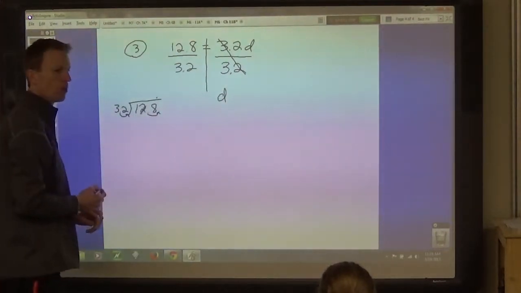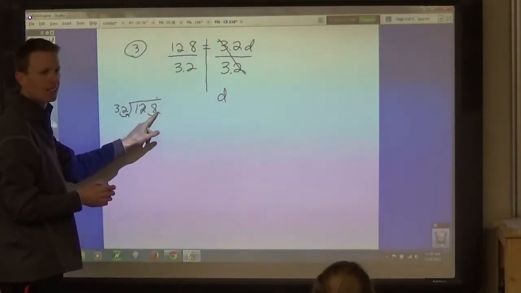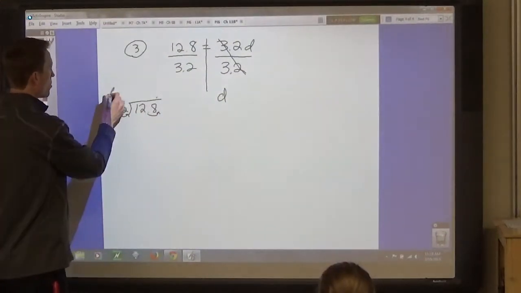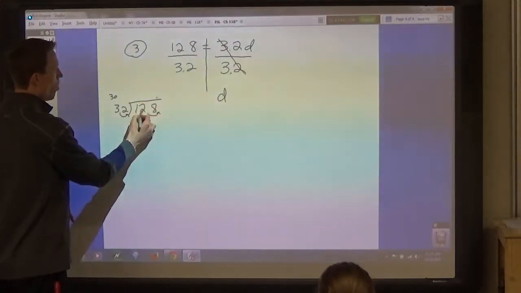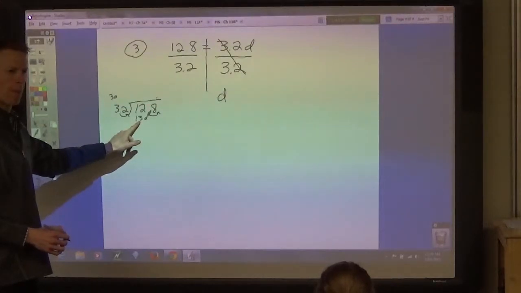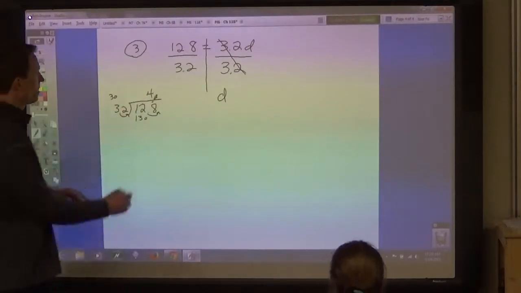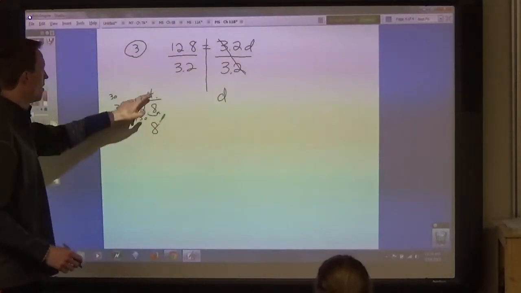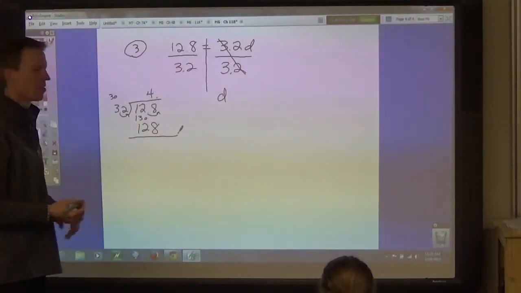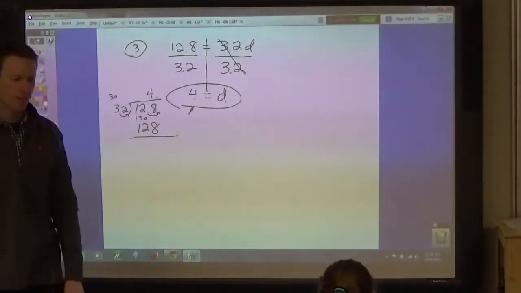32 goes into 12, no. 128, yes. 3 times? No, 4 times. Well, use estimation. If this was 30 and this was 130, how many times would it go in? 4. So check 4. 4 times 2 is 8. 4 times 3 is 12. What's our answer? b equals 4. Yep.